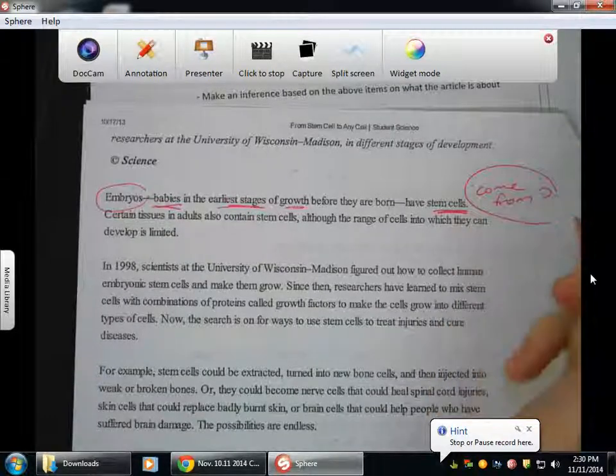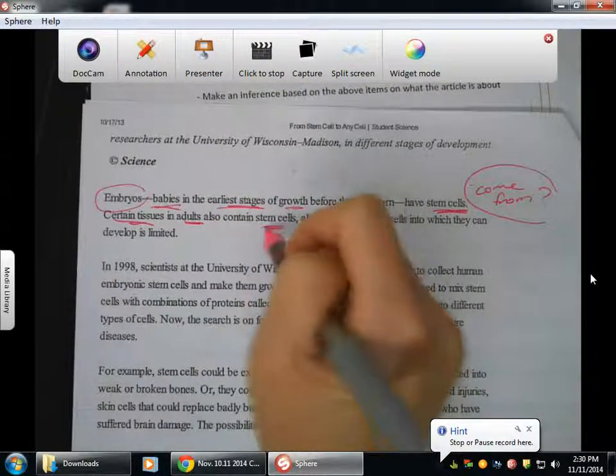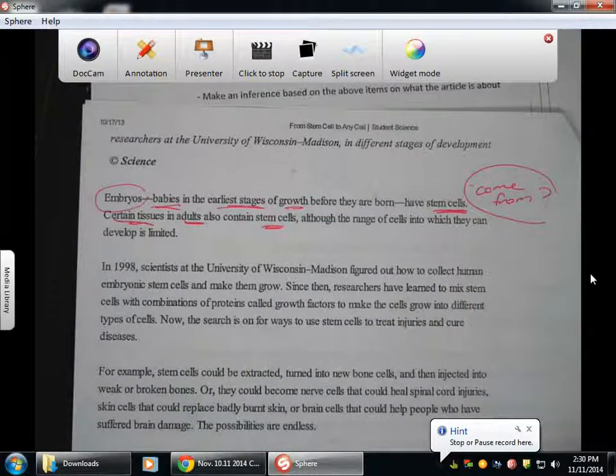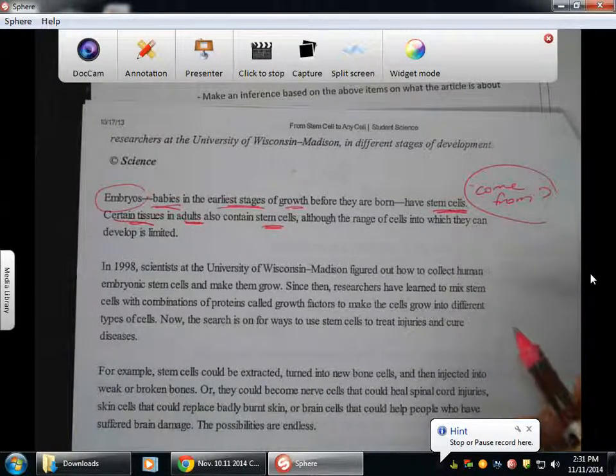Okay. So it also says certain tissues in adults contain the stem cells. All right. So in 1998, scientists at the University of Wisconsin-Madison figured out how to collect human embryonic stem cells and make them grow. Since then, researchers have learned to mix stem cells with combinations of proteins called growth factors to make the cells grow into different types of cells. Now the search is on for ways to use stem cells to treat injuries and cure diseases.